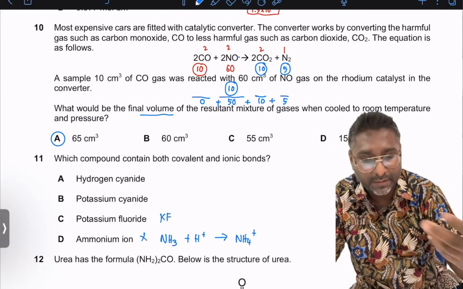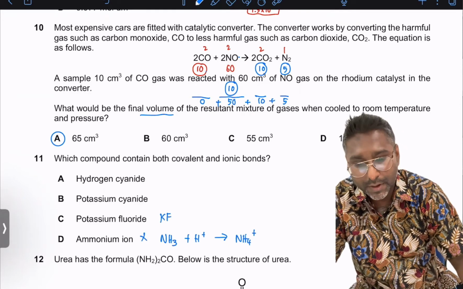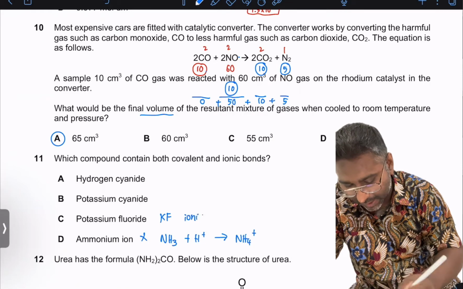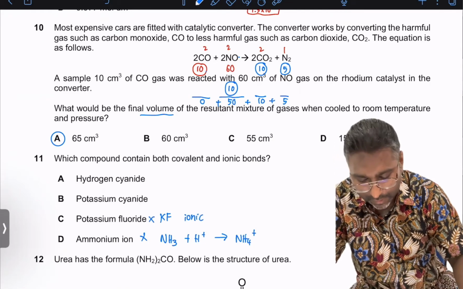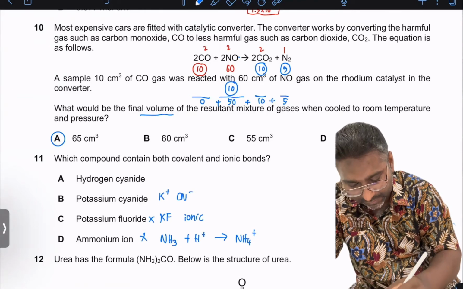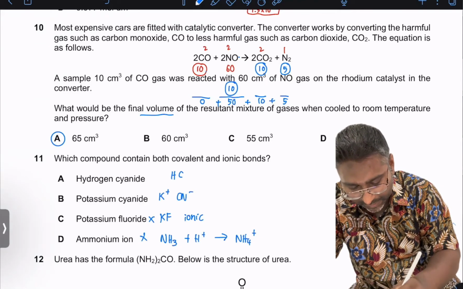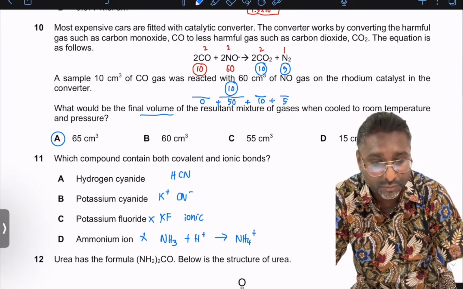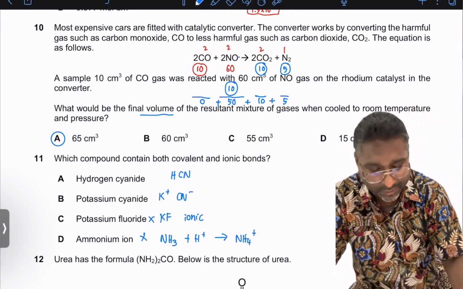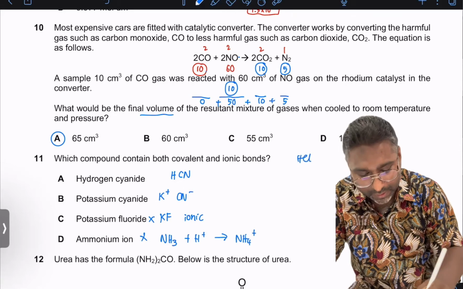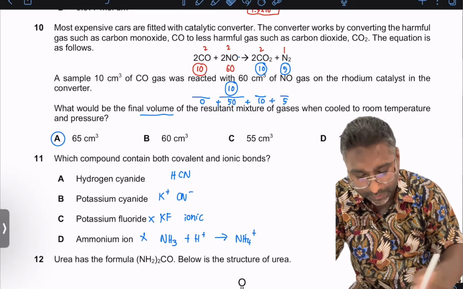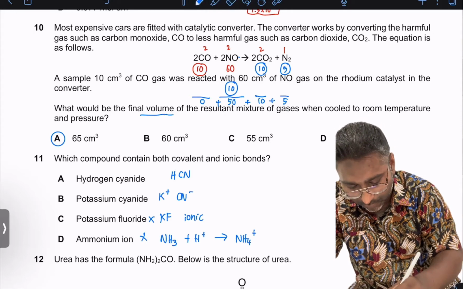KF, K is K plus, F is negative, metal and non-metal. So of course this is 100% ionic, nothing to do with covalent. Now potassium cyanide, K plus CN minus. Hydrogen cyanide, HCN. Now be careful with this because students will always say H plus and CN minus. No, not really. This one is similar to HCl. HCl is a covalent molecule actually. So HCN also is a covalent molecule.